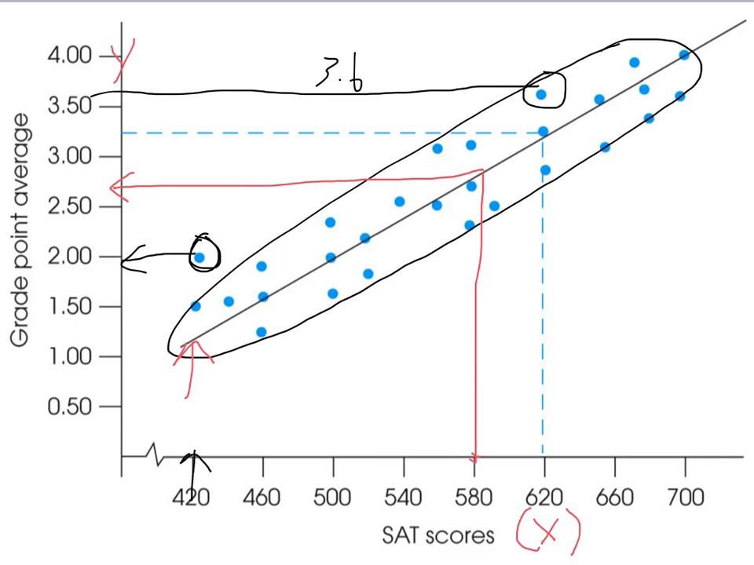There'll be errors in prediction. For example, this person scored 580 but got a grade point average of 2.2. This person scored about 580 and got a grade point average over 3. So we're not always going to be perfectly accurate when we predict a grade point average of 2.7 from someone who got an SAT score of 580. But we'll be better making that prediction than if we had no information at all.